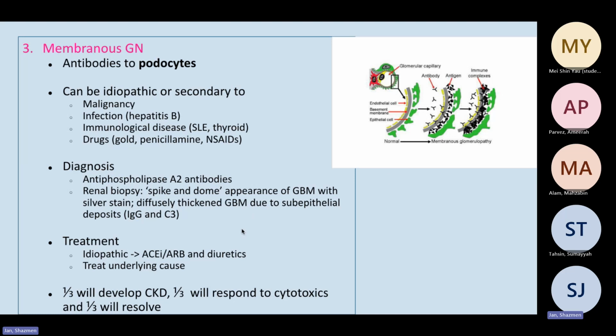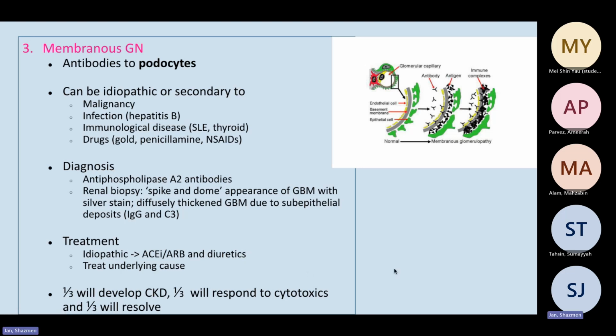In terms of treatment, if it's an idiopathic presentation and we don't find causes, then we can give ACE inhibitors or ARBs as well as diuretics. Otherwise, if we know what the cause is, we would treat the underlying cause. And in terms of prognosis, a third of patients will develop chronic kidney disease, a third will respond to cytotoxics, and a third will just resolve.